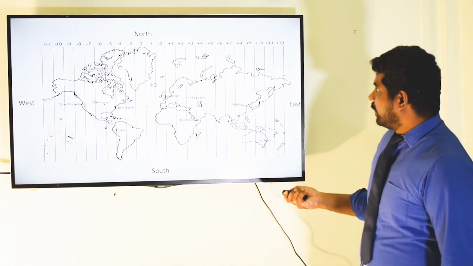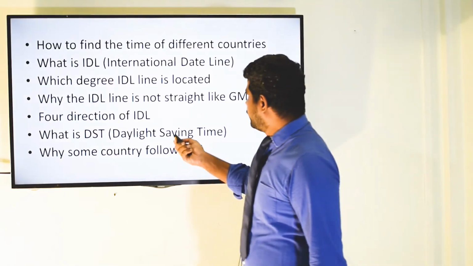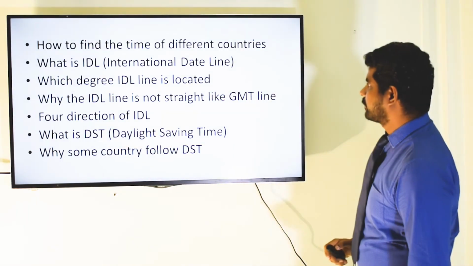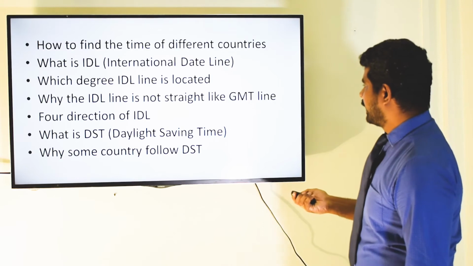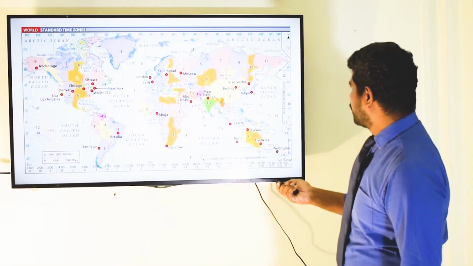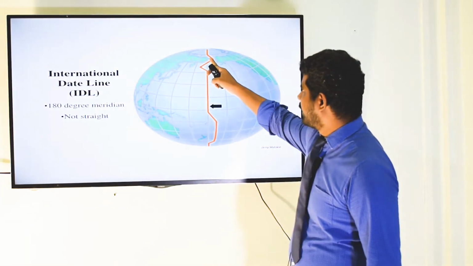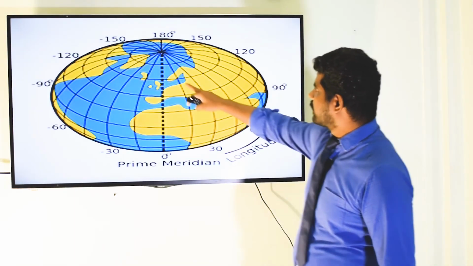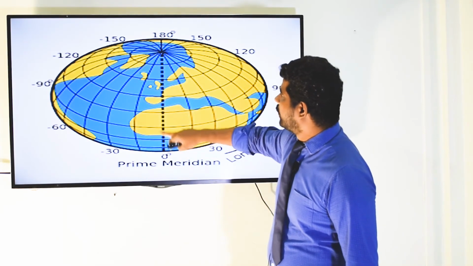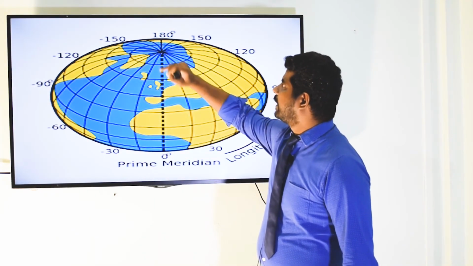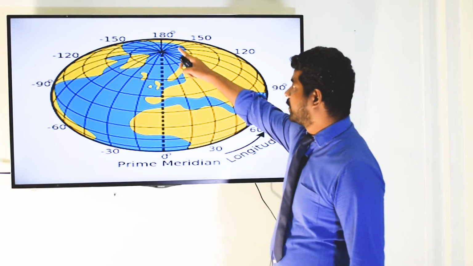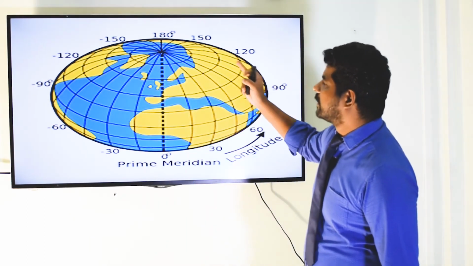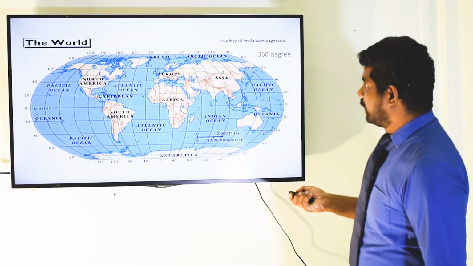All right. And next we are going to look at the directions of the IDL, right? What is the direction of the IDL? I'll show one more map here. This is the IDL line, which falls exactly behind that. Now, here is also the IDL line. The GMT line is here, and on the backside of the GMT line is the IDL line, right? I told you GMT is in front, and behind the GMT line is known as the IDL line.